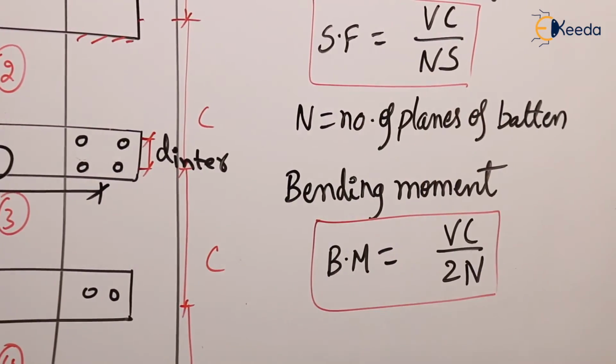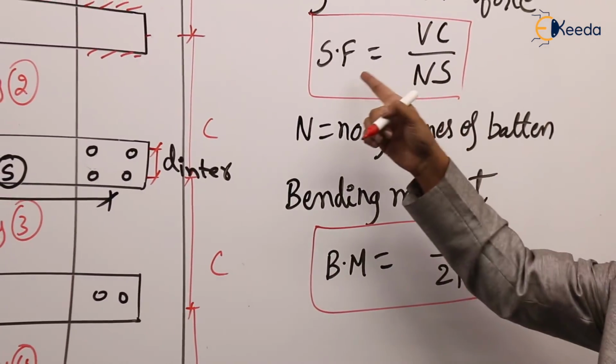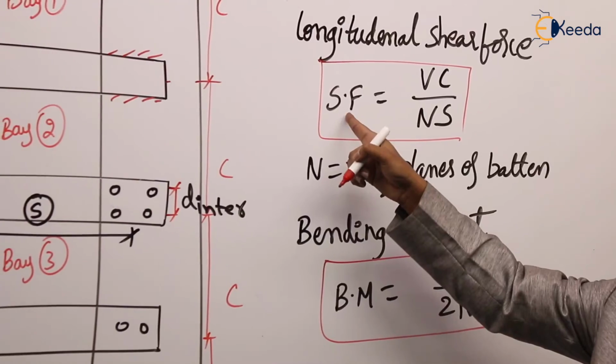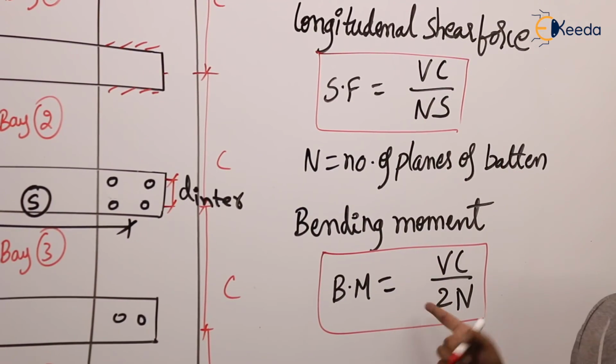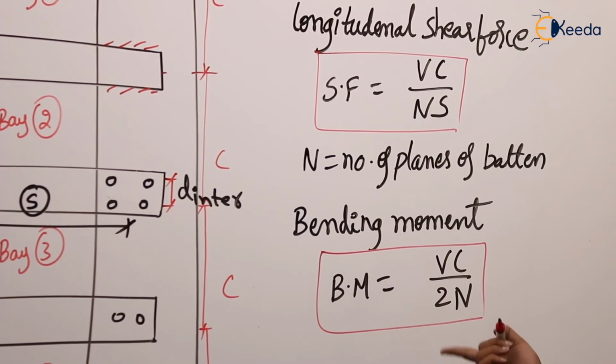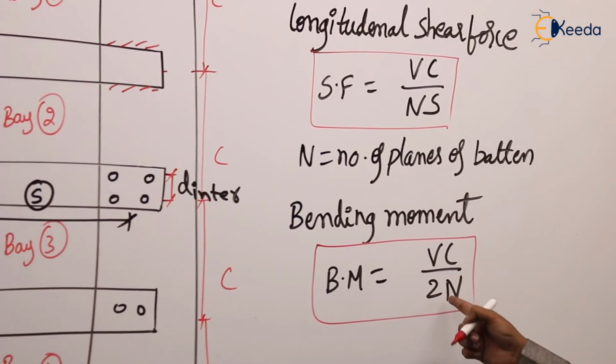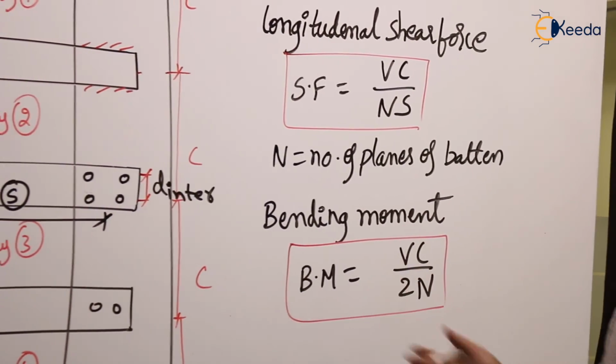Clear? So the member of the batten is subjected to a longitudinal shear force of VC by NS and a bending moment of VC by 2N. So we know each and every term in this formula. VC, and everything is known.